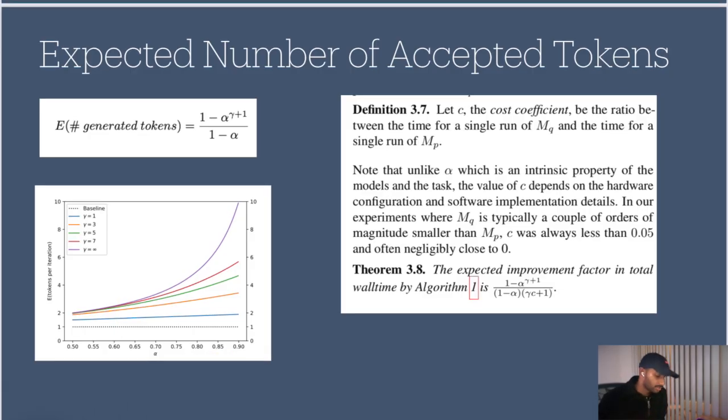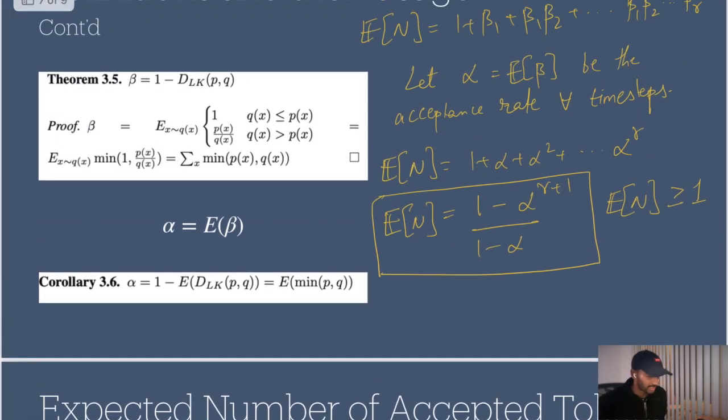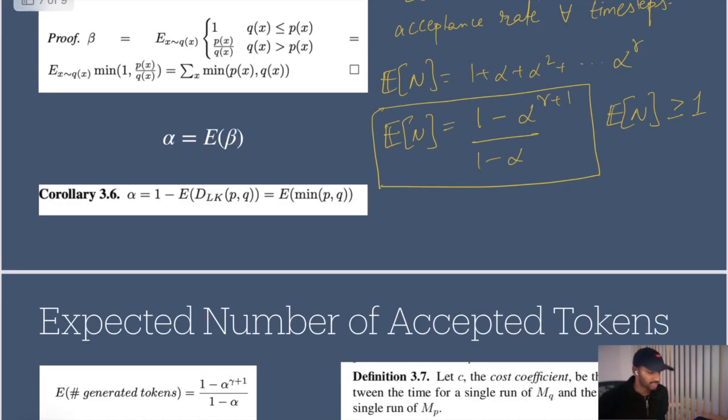Just to summarize, right? So for one LLM call of the target LLM, we are generating (1 minus alpha power gamma plus 1) over (1 minus alpha) number of extra tokens. This quantity is greater than or equal to 1, which basically means that we are generating more tokens per target LLM call. If we had only used the target LLM alone without using it in speculative decoding, we would have only gotten one token. So clearly, this method theoretically promises us more tokens if the acceptance rate is good enough.